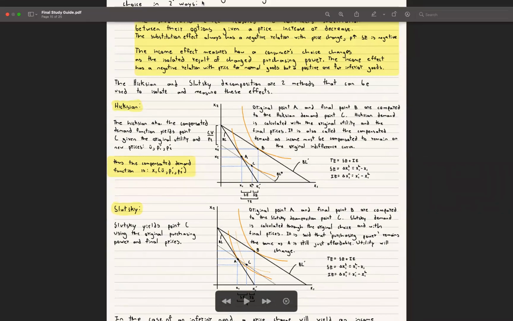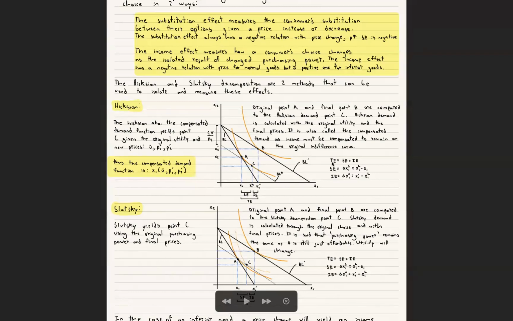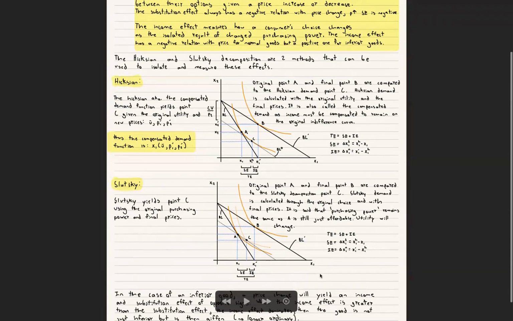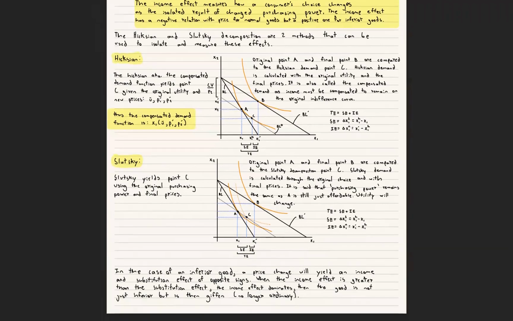I don't want to run over an hour here, but basically I'll cover these formulas in brief. You have the total effect equals your substitution effect plus your income effect, and that's always true. While your substitution effect equals your change in the demand for good one, which equals your change in demand for good one, Hicksian minus your change in demand for good one. Same exact thing for your income effect as well, and you'll see that those are similar concepts down and below. So whether that be a Hicksian or Slutsky.